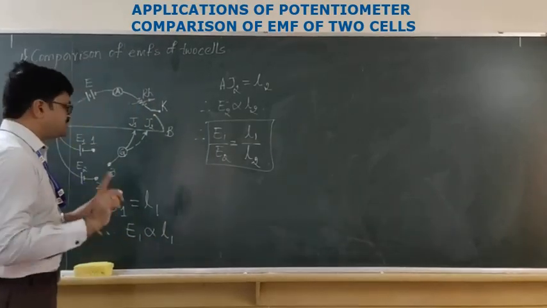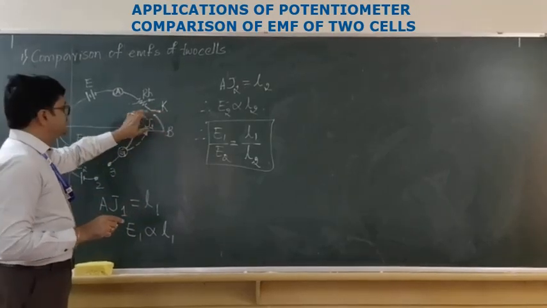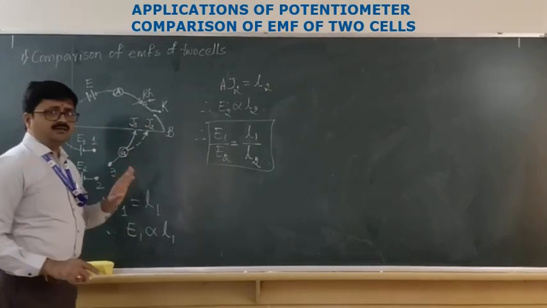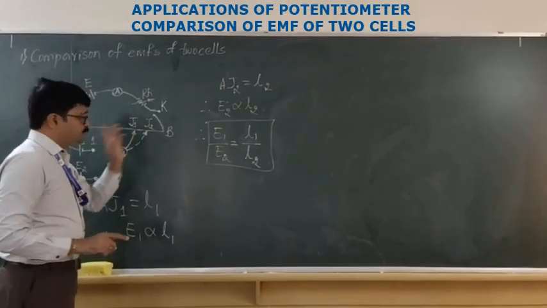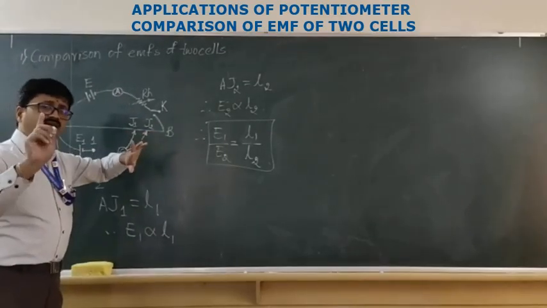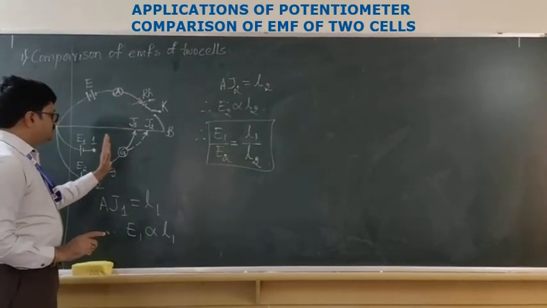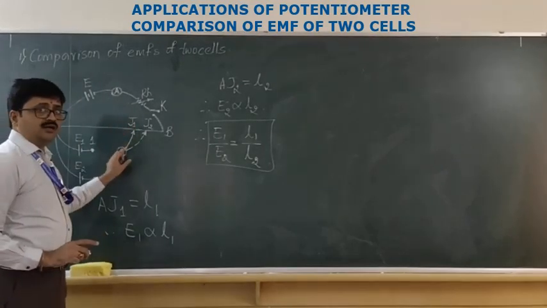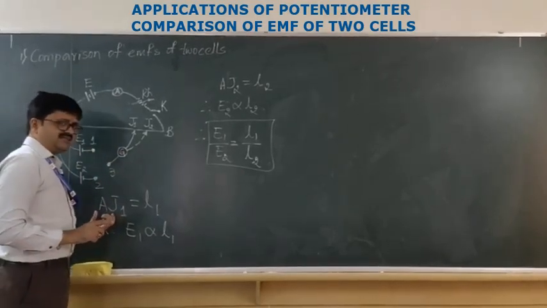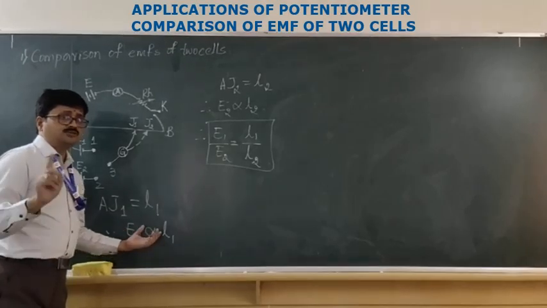So I will quickly once again repeat the entire process. Firstly, in the auxiliary circuit, close K1, then adjust the rheostat to a required value of resistance so that a uniform current is established in the potentiometer wire AB. Then the rheostat adjustment should not be touched any further. Then we will connect 1 and 3. Then we will move the jockey to arrive at zero deflection or null deflection of the galvanometer. Then I will measure that length AJ1 as L1. Then clearly E1 is directly proportional to L1.